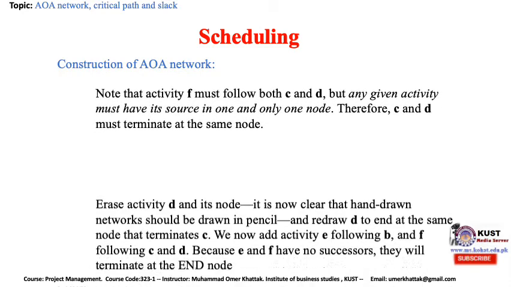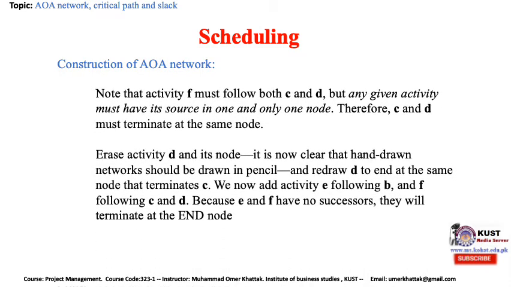Note that activity F must follow both C and D, but any given activity must have its source in one and only one node. Therefore, C and D must terminate at the same node. Erase activity D and its node, and it is now clear that the handwritten network should be drawn in pencil, and redraw D to end at the same node that terminates C. We now add activity E following B and F following C and D. Because E and F have no successors, they will terminate at the end node.